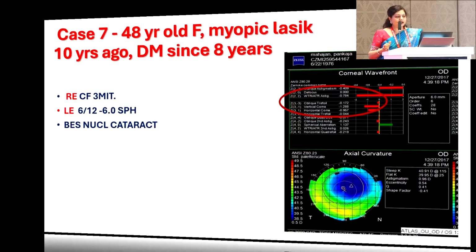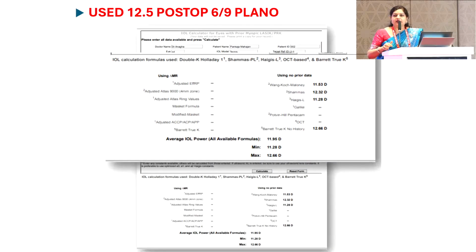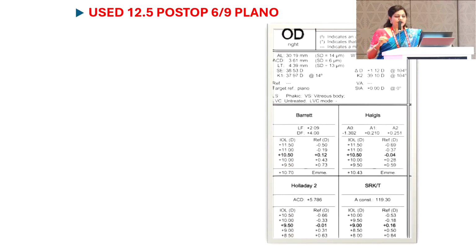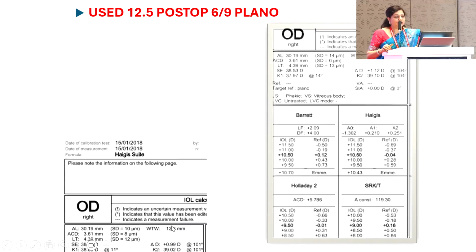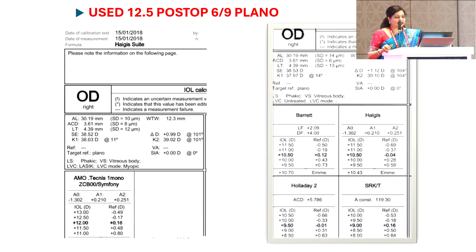Post-myopic LASIK, basically it's the IOL power calculation that's most important. So here again we have used the ASCRS online calculator and the maximum was 12, we used a 12.5. You can see here if you use an untreated mode, then it gives you a plus 9 diopters. So you would probably have been left with a 3 diopter hyperopia. If you use the Barrett suite, it gives you a 12.5, and the Haigis-L also 12.5.